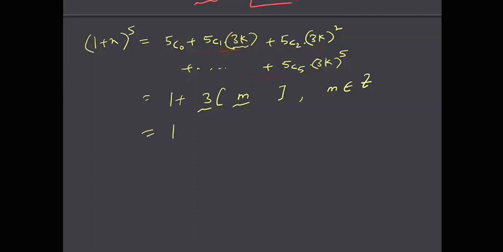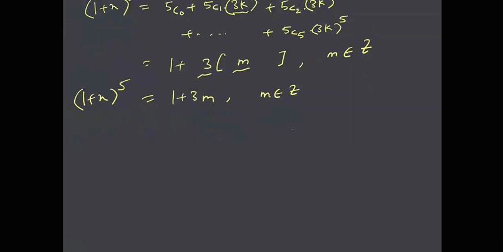So now this is 1 + 3m, where m is an integer. This is the value of (1 + x)^5. Now, what will be the remainder when I divide this 3m + 1 by 3? The remainder is 1, right? Because 3m + 1 means what? It is like 4, 7, 10 and so on.